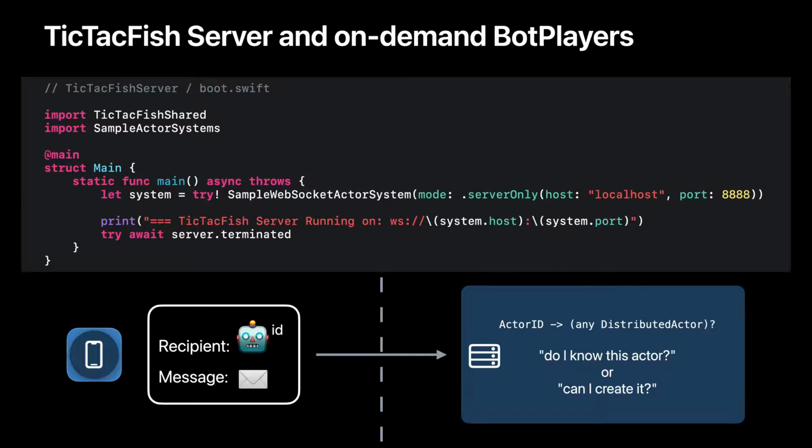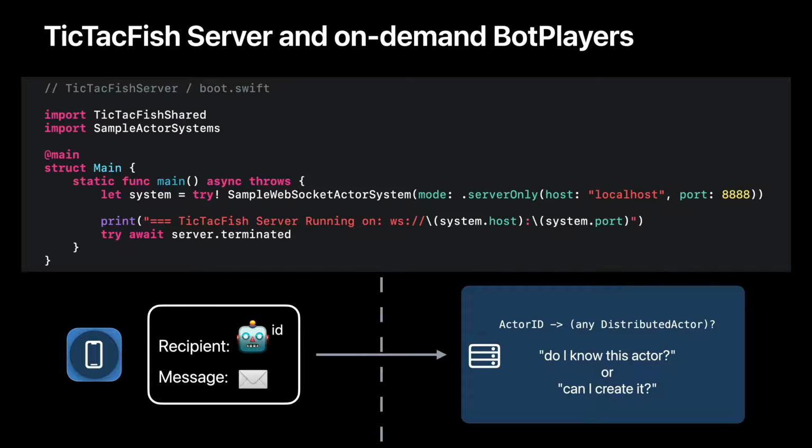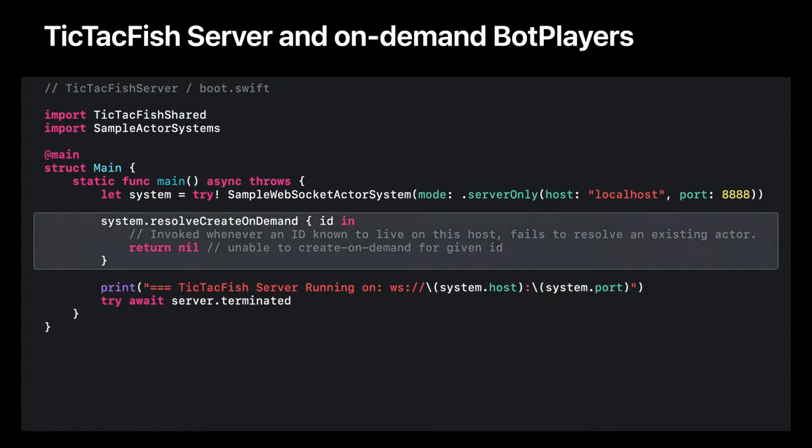Generally, the actor system will receive incoming messages, attempt to resolve their recipient IDs in order to locate a local distributed actor instance, and then execute a remote call on the located actor. As we just discussed though, our bot player IDs are literally made up. So the system can't possibly know about them, and even less so create the right type of actor by itself. Thankfully, our sample actor system implementation has just the right pattern prepared for us, on-demand actor creation.